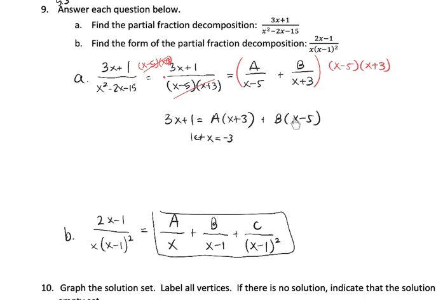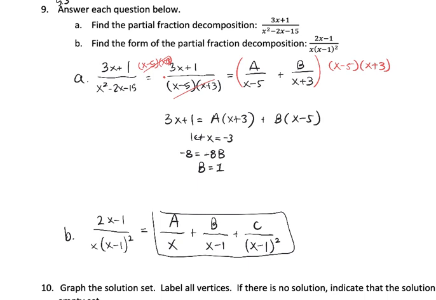Every x variable becomes negative 3. Here it becomes negative 3. Negative 3 times 3 is negative 9. Negative 9 plus 1 is negative 8. Here, negative 3 plus 3 is 0, so this piece of the equation disappears. Negative 3 minus 5 is negative 8. Negative 8 times b is negative 8b. Divide both sides by negative 8, and you get b equals 1.